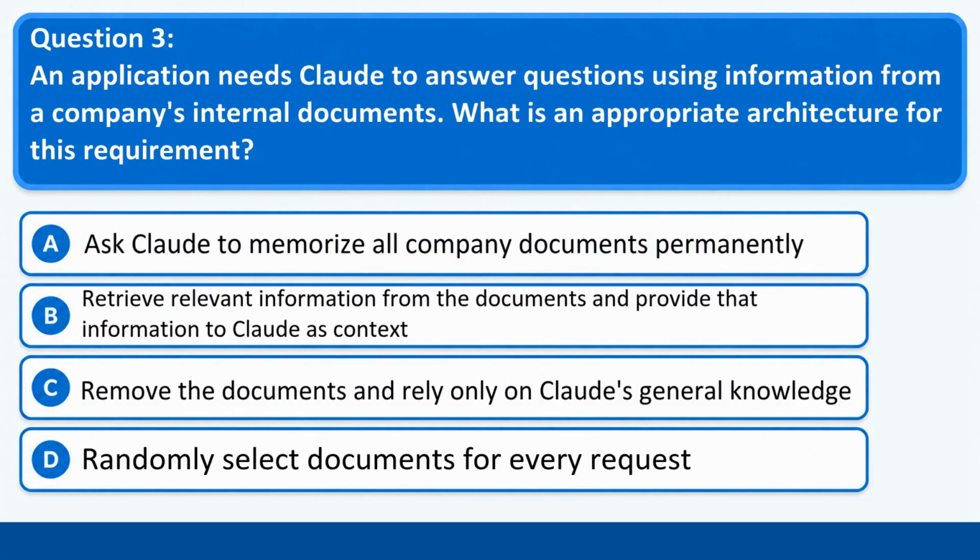Question 3. An application needs Claude to answer questions using information from a company's internal documents. What is an appropriate architecture for this requirement? A. Ask Claude to memorize all company documents permanently. B. Retrieve relevant information from the documents and provide that information to Claude as context. C. Remove the documents and rely only on Claude's general knowledge. D. Randomly select documents for every request.